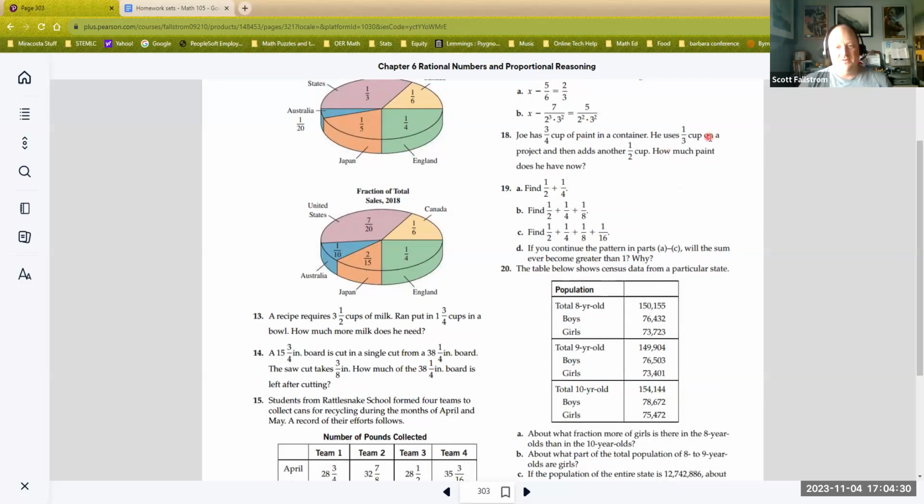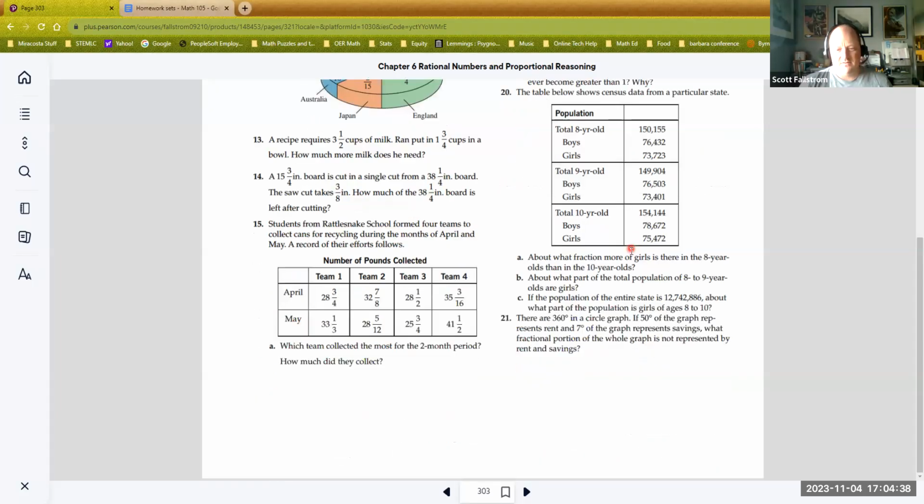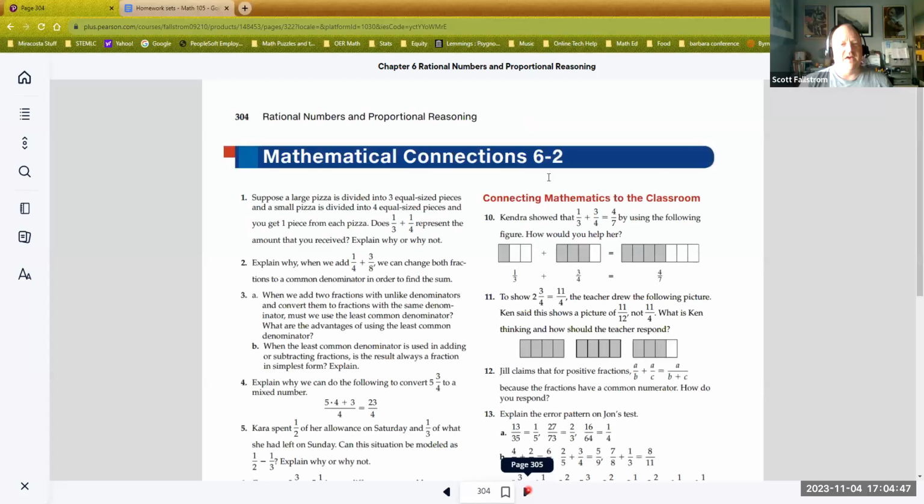Joe has paint. He uses some and then he adds more. How much does he have left? Pretty common type questions. And I think that's it. I stopped at 18. Okay. There are some more there with data, but I did not assign those. And I think after this, you get to math connections. There we go. All right. So not quite as many homework problems on this one.